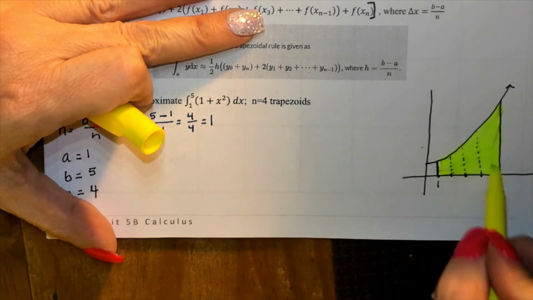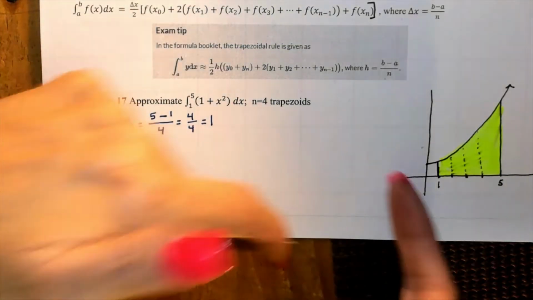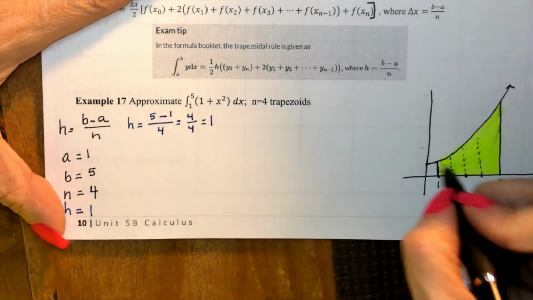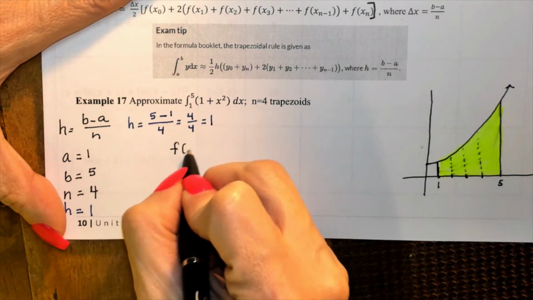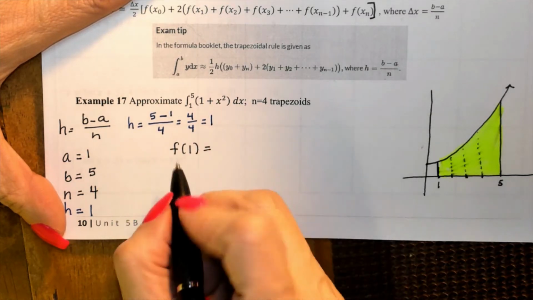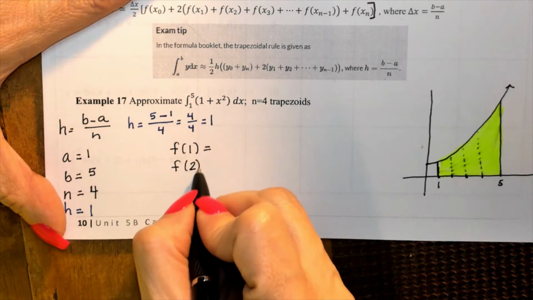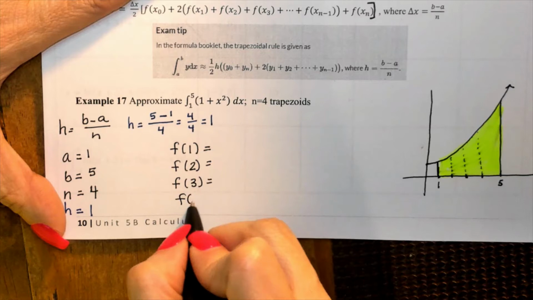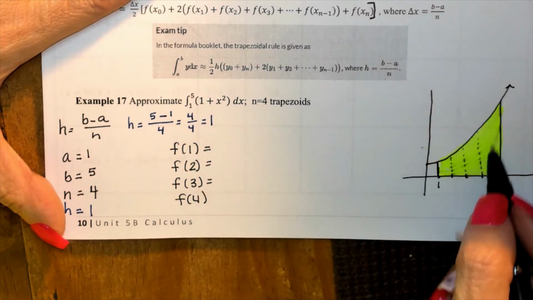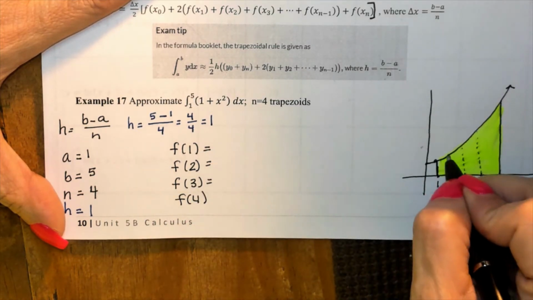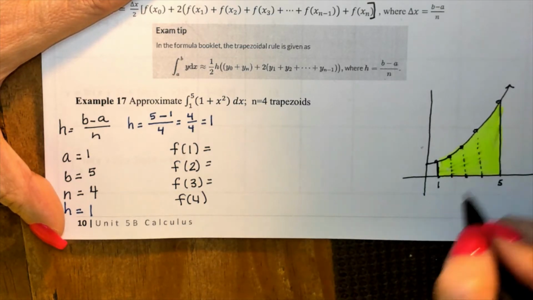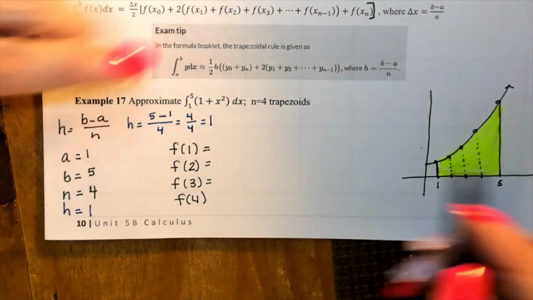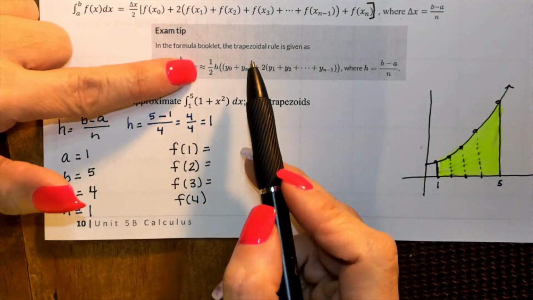Okay, 1, 2, 3, 4. When you think about it, this h is like the distance between each of those. So we need to find f of 1, f of 2, f of 3, and f of 4. Now, why am I not finding this point, this point, this point, and this point, and then calculating the A and the B, and then doing the height like we did before? We're not going to do that now. Now we have a shortcut. We're going to use this formula.